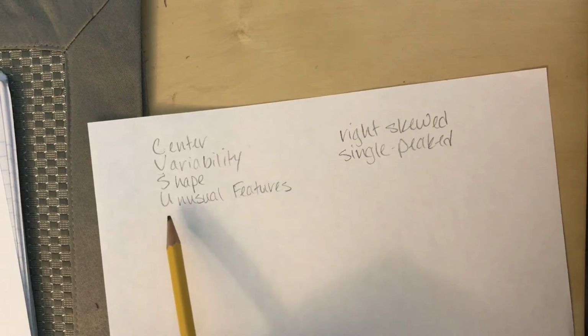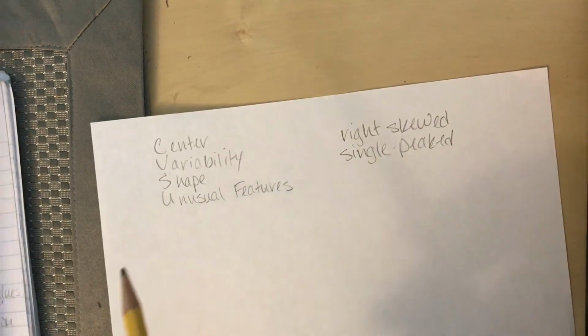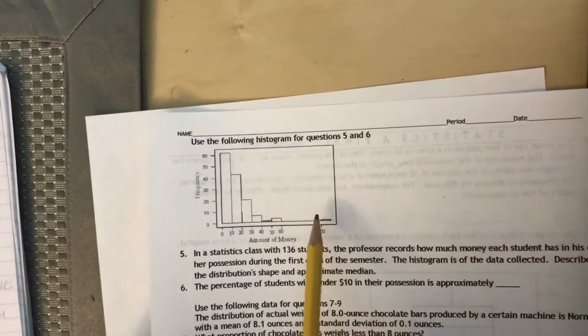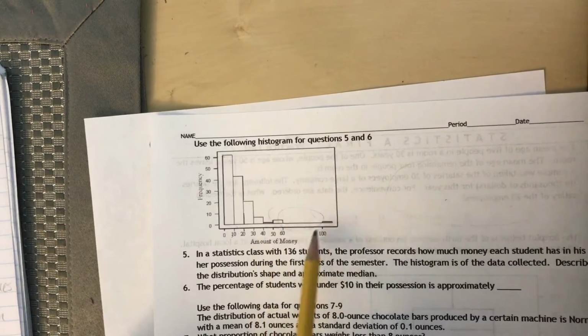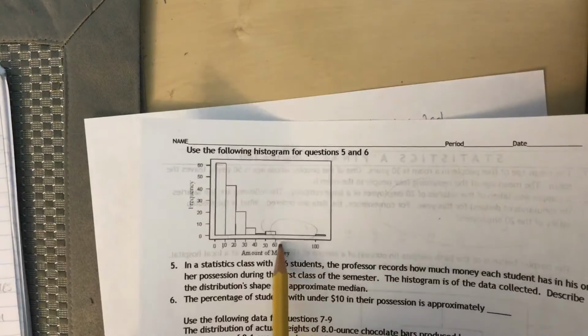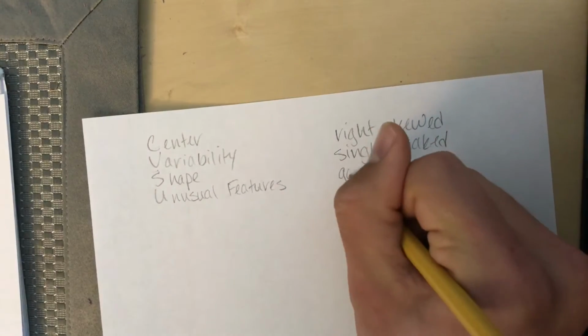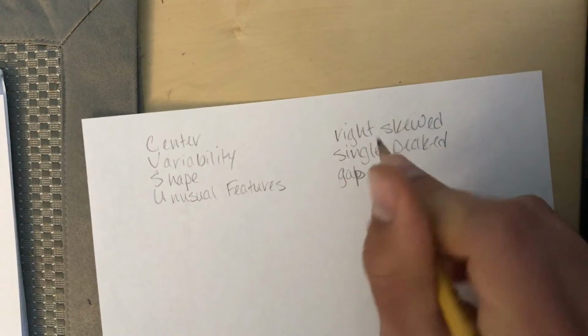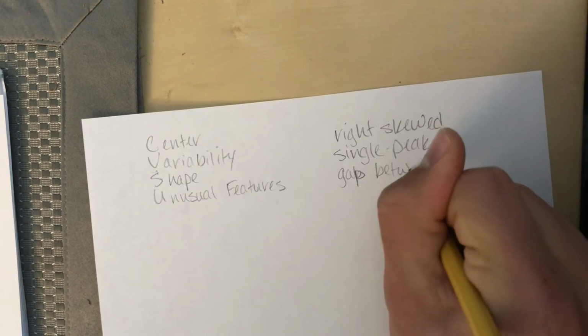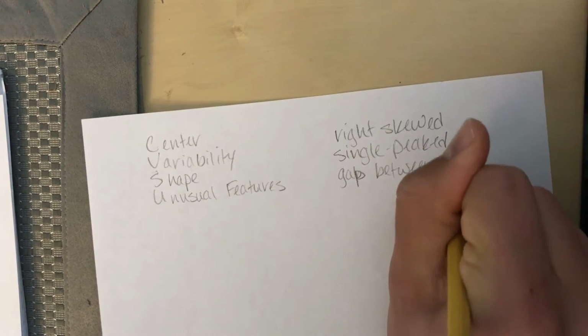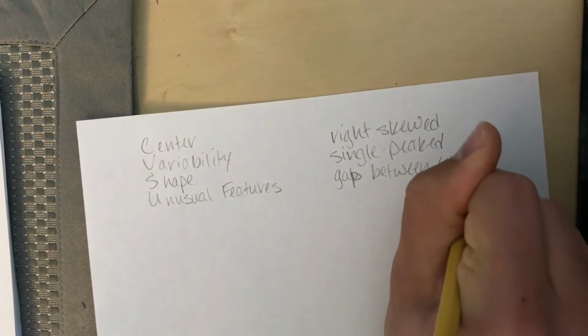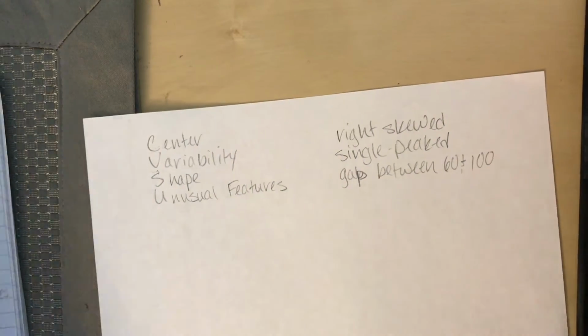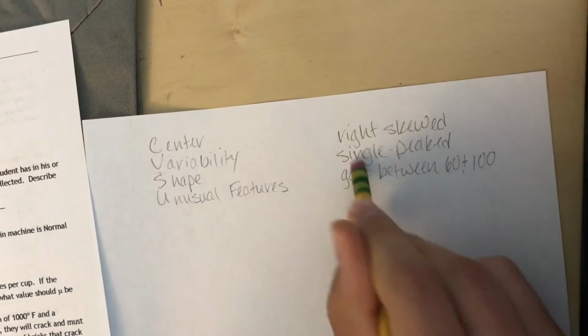Then for unusual features, you're going to look at gaps or outliers. Here, there's a gap between 60 and 100. So you could say gap between 60 and 100. Okay.